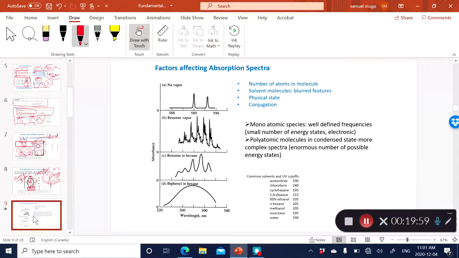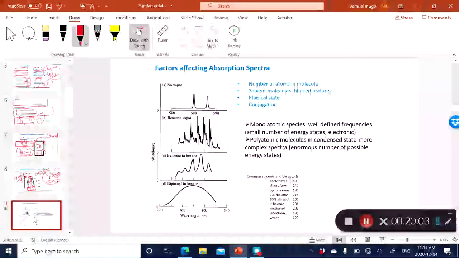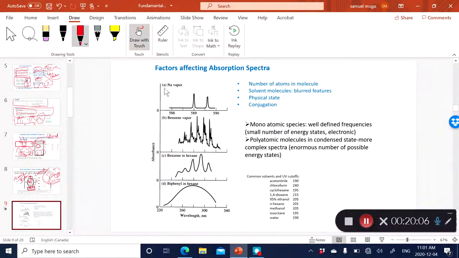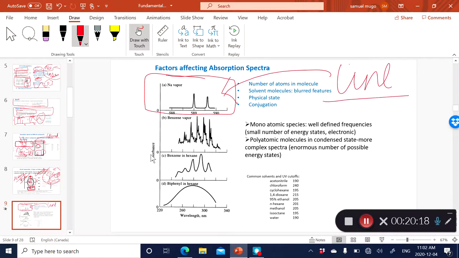So what are some of the factors that affect an absorption spectra? As I've mentioned, often it's how big, how complicated the molecule is. If I've got a very simple element, I essentially get a very simple spectra, which is a line spectrum. You can see the peaks are very sharp. If I've got a benzene vapor, for example, I don't have a solvent. Again, you can see that I get a fairly characteristic spectra as well.